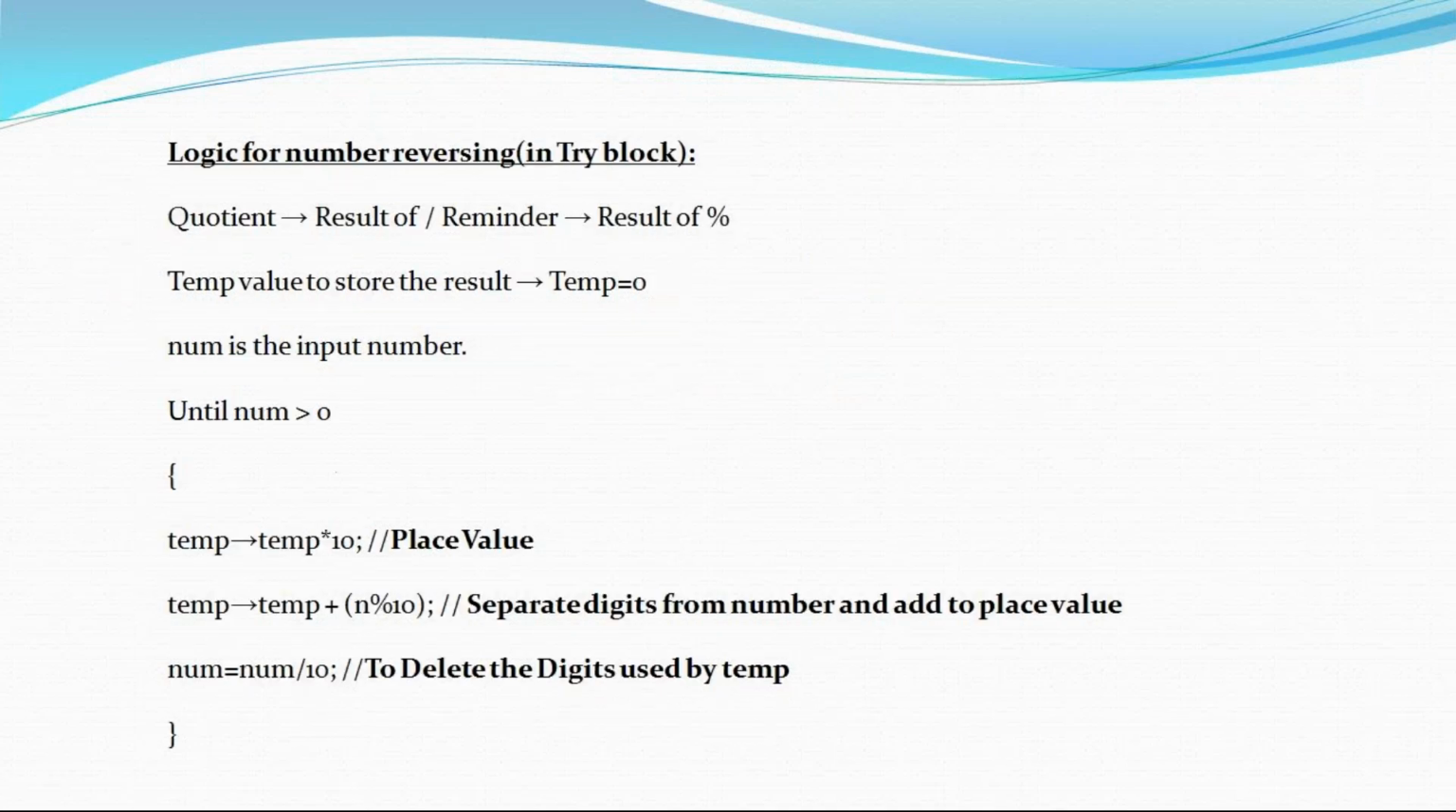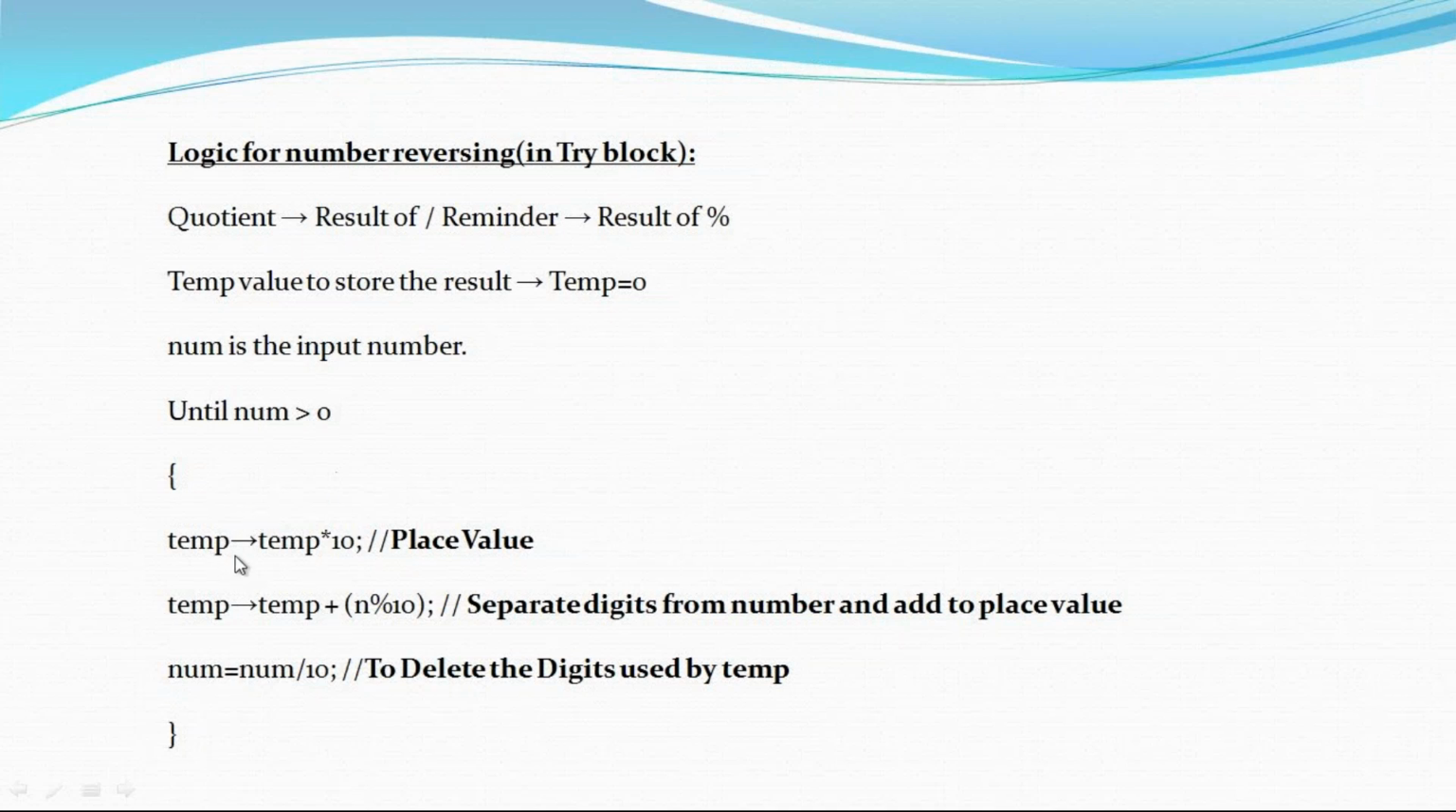The logic that we are going to use for a number is: quotient will be the result of a divide and the remainder will be the result of modulo. Temp is the temporary variable that we are going to use to store the result, and it will be initialized to 0. Num is the input number that will be provided by the user. Until num becomes 0, this logic will be executed.